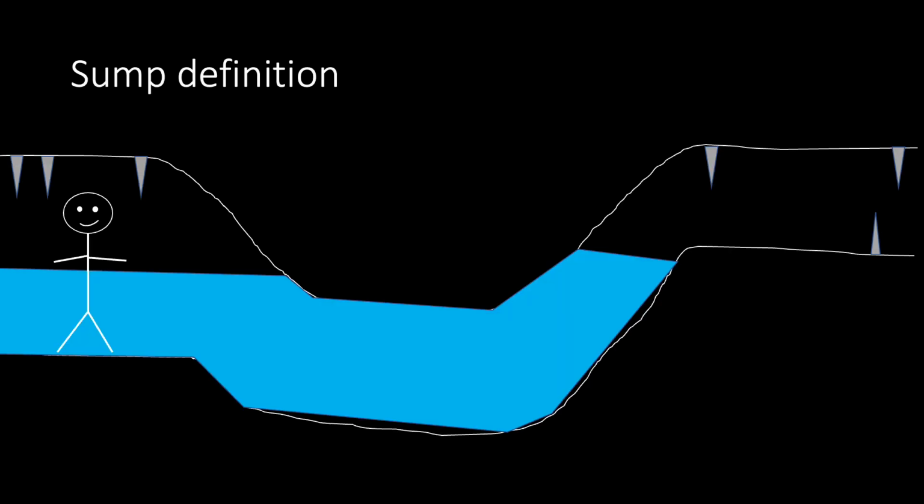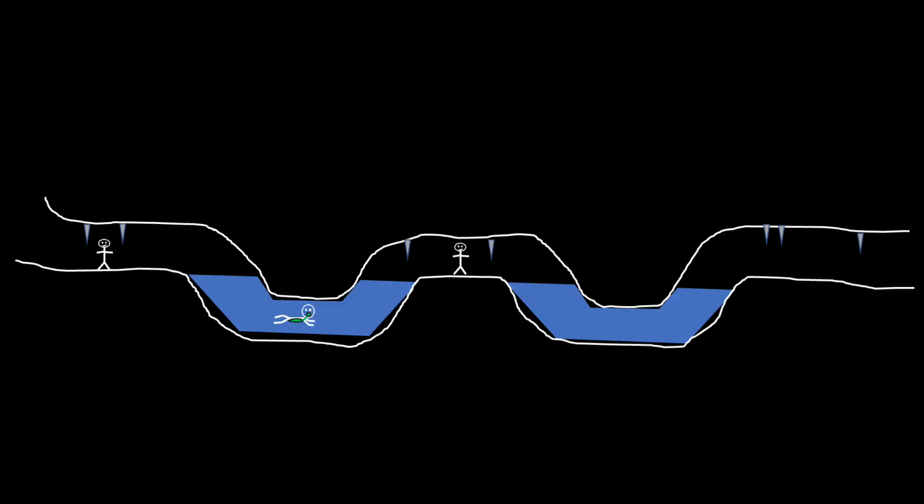Let's start with the definition of a sump. A sump is a water-filled cave passage with at least two exits, at least one of which is in dry cave. In order to show the many types of problems involved, I'm also going to consider man-made tunnels. Note that it is common for cave explorers to pass through several sumps.